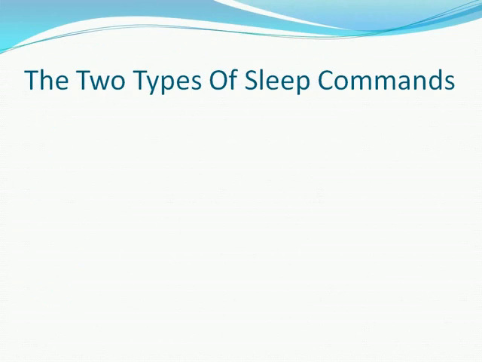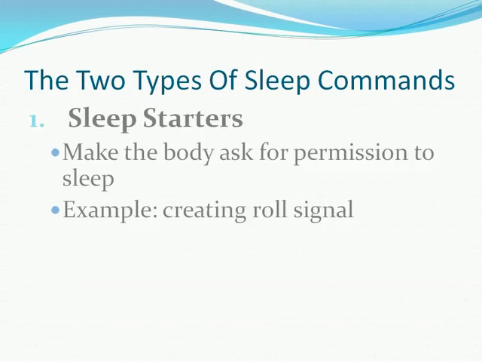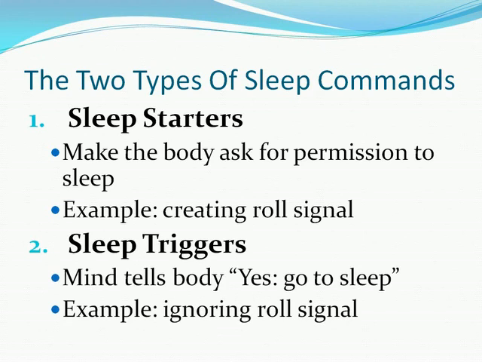It turns out that sleep commands come in 2 types: sleep starters and sleep triggers. Sleep starters are what you use to get the body to start thinking that maybe it's time to fall asleep. For instance, using stop, drop, and roll is a sleep starter because it makes your body ask for permission to fall asleep by artificially creating the rollover signal. Sleep triggers are how you then tell it, yes, fall asleep right now. Stop, drop, and roll has an implicit sleep trigger. When you simply ignore the rollover signal, the body interprets that as a trigger to enter sleep paralysis.